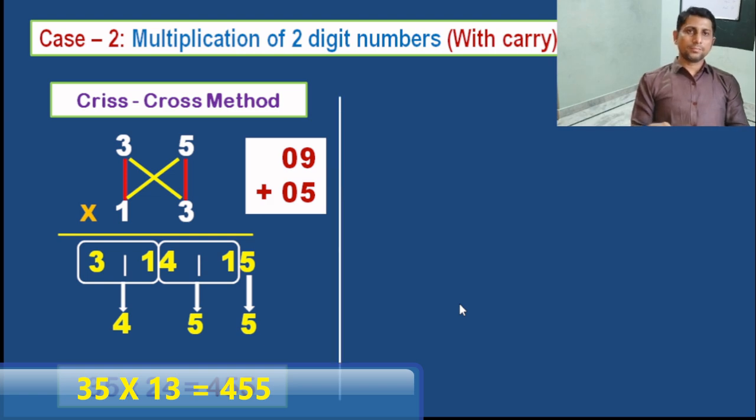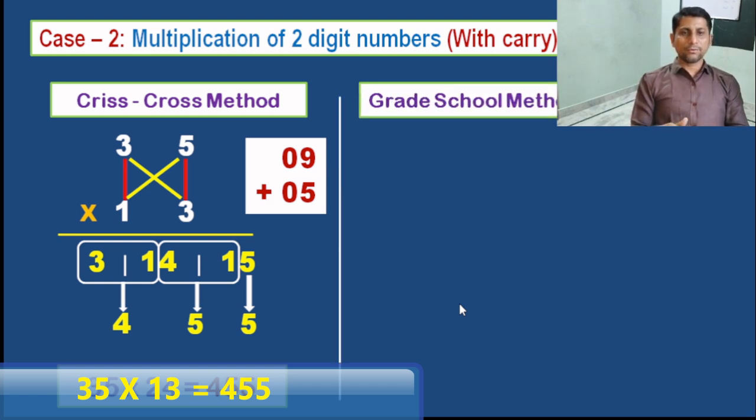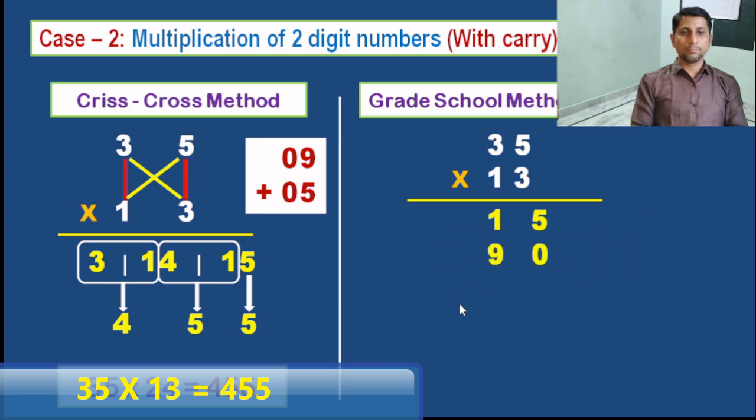The same problem you can do by using our grade school method, the regular method. How can you do it? Just multiply 35 into 13. Same, you multiply first the unit digits, that is 3 into 5, 15, and then 3 into 3, that is 9. But you have to write here 9 as 90. Why? Because in 35, 3 is at the tens place. That means that is 30. The value of 3 is 30.